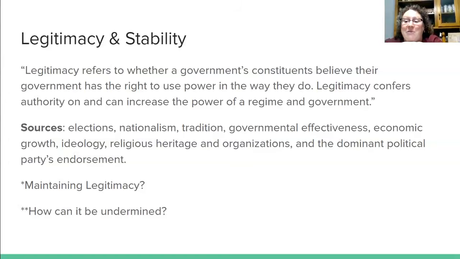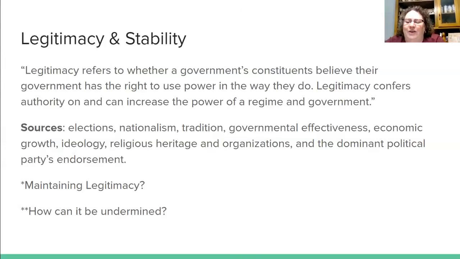And how stable your government is has to do with the perception of legitimacy. Nationalism can be a source of legitimacy. Tradition, how effective is your government? Like, do we trust our government? If I live in Nigeria, do I trust my government? Probably not, right? Their government is very corrupt. That's a big problem. Economic growth.